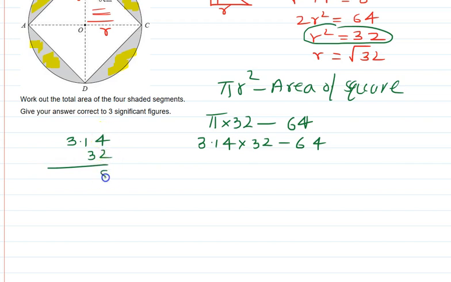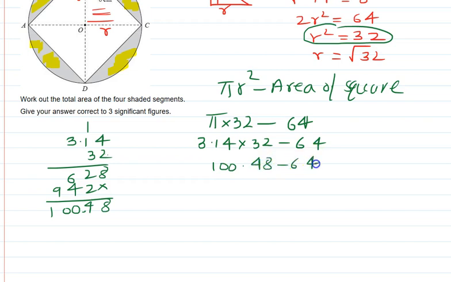So 2 times 4 is 8, 2 times 1 is 2, 2 times 3 is 6. Now 3 times 4 is 12, carry 1. 3 times 1 is 3, and 1 is 4. 3 times 3 is 9. If you add them, 6, 4, 10. So it will be 100.48 here.